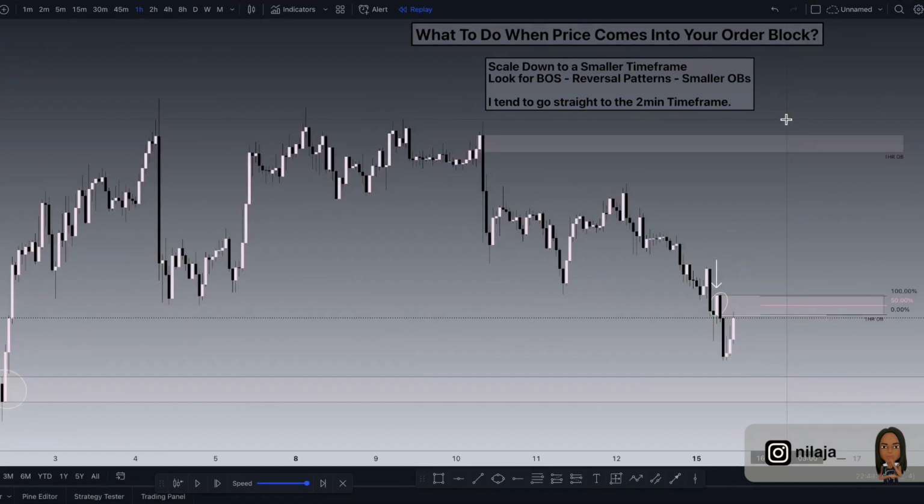If you are an aggressive trader, you can enter directly off the order block by setting a limit order or market execution with your stop loss above the high of the last bullish candle. Since I personally don't like to risk as much, I usually just put my stop loss above the 50% if I'm going to sleep before I get into the trade. If I'm awake, then I scale down to the 2-minute time frame and look for a reversal pattern, break of structure, or a smaller order block to trade off of.